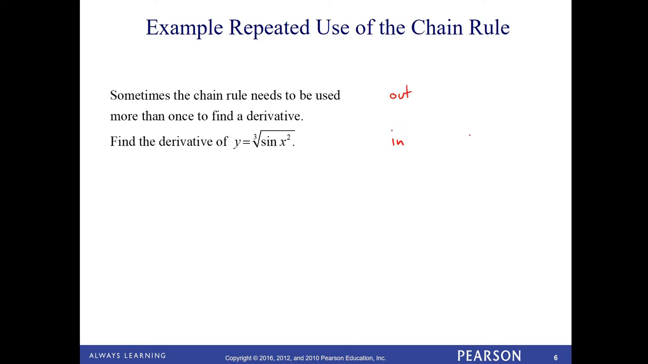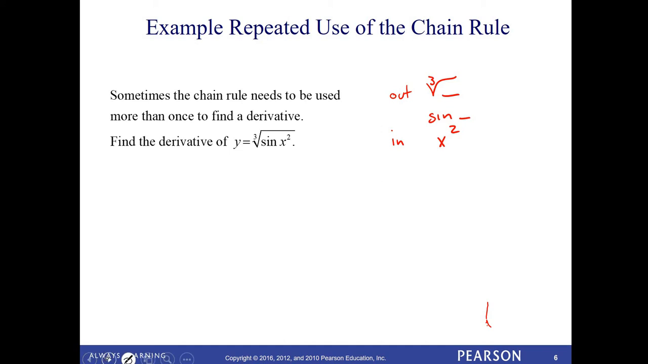What are the functions we're looking at here? So the outside is the cube root of something. Inside of that is the sine of something. And inside of that is x squared. So I have three functions that I'm dealing with here. So let's take a look.